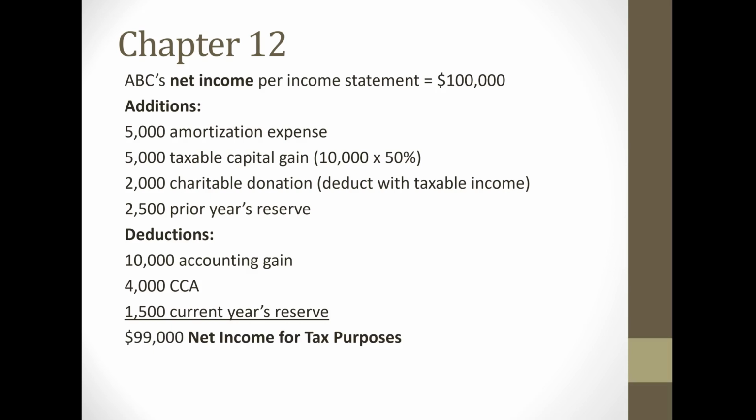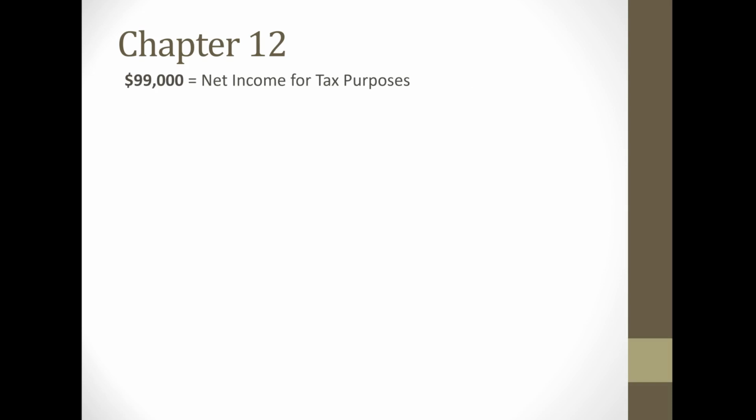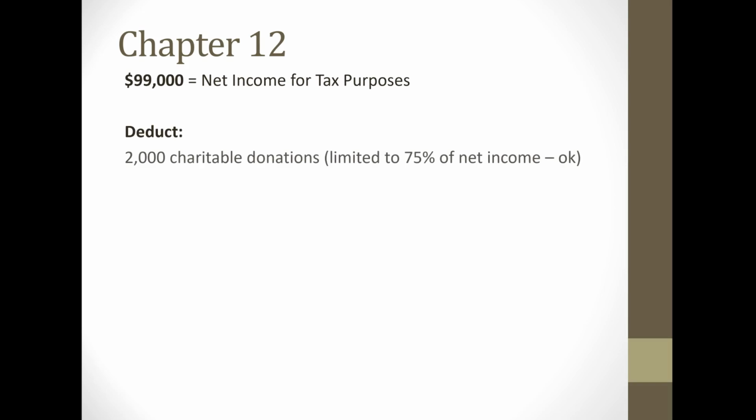Now, net income for tax purposes is not what we're taxed on. We have to now get from net income to taxable income. So let's move on to the next slide. Net income for tax purposes is $99,000. We get to deduct our donations. Now remember, the charitable donations are limited to 75% of net income, but because our net income for tax purposes is $99,000, we are able to deduct the full $2,000 of charitable donations.